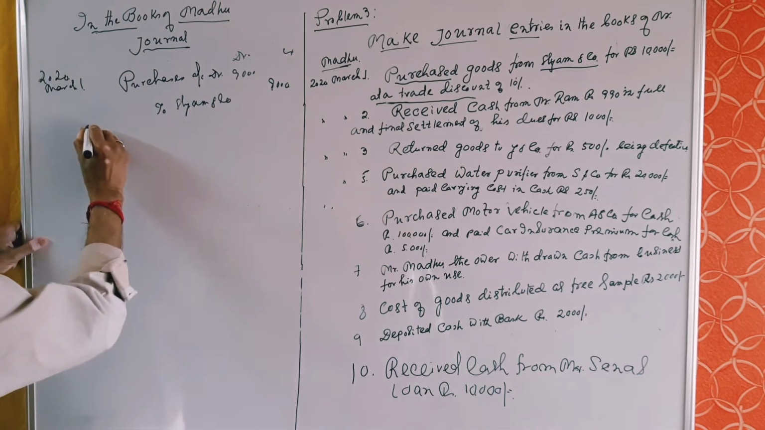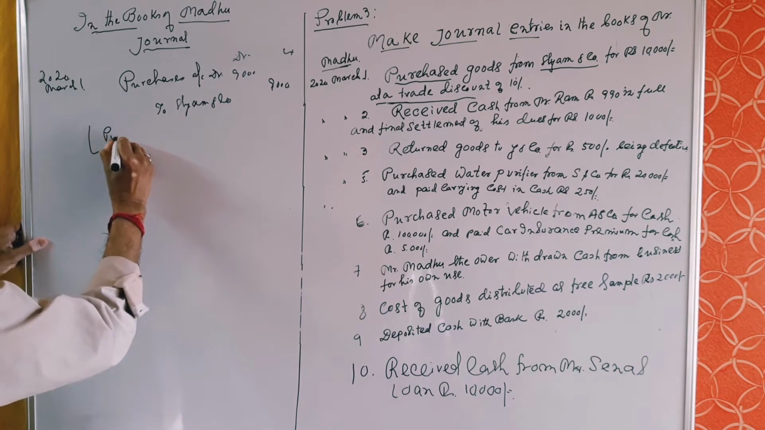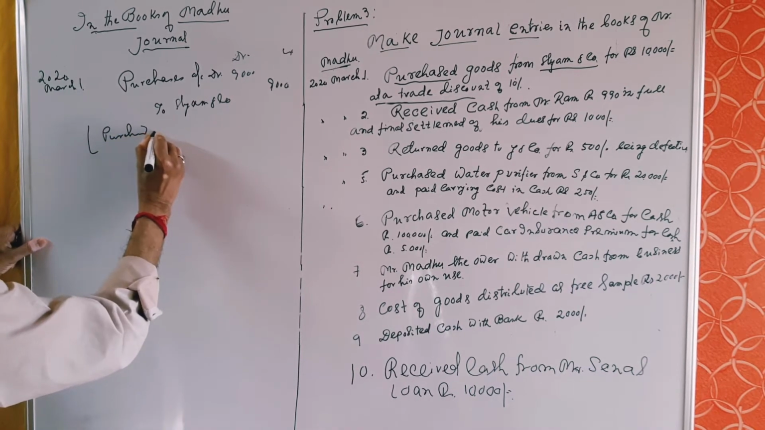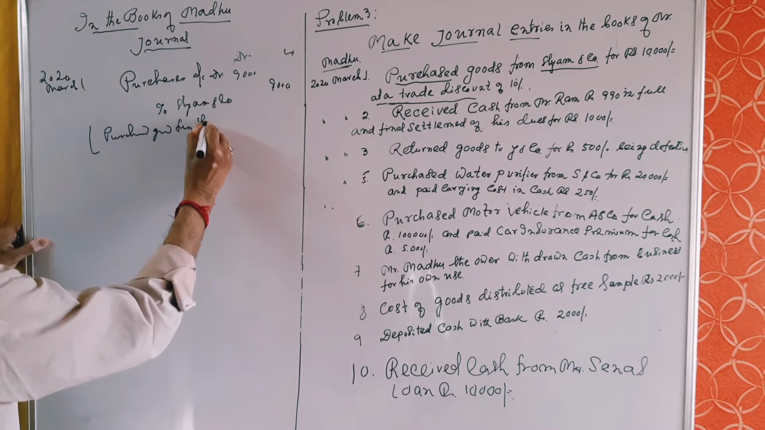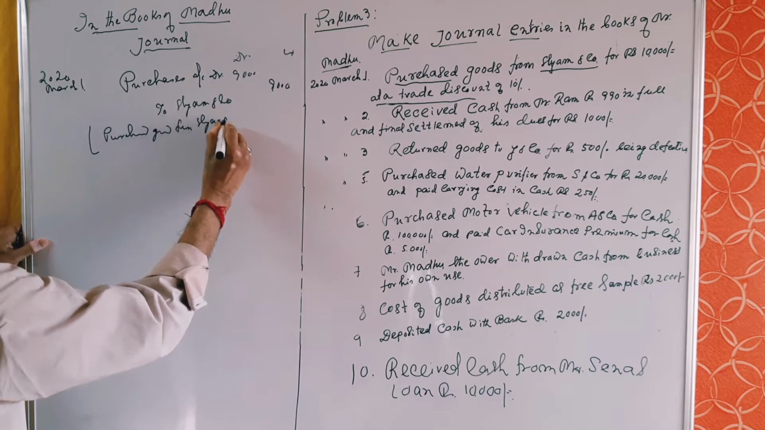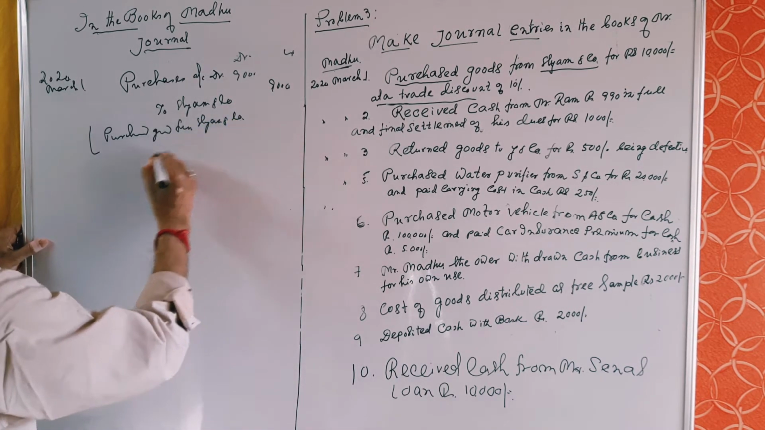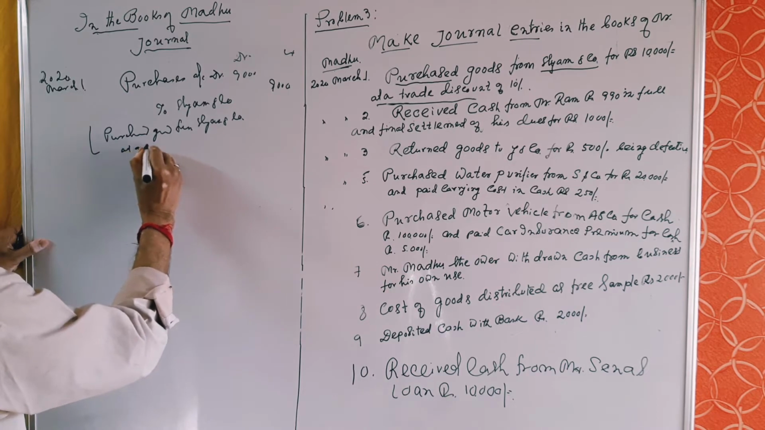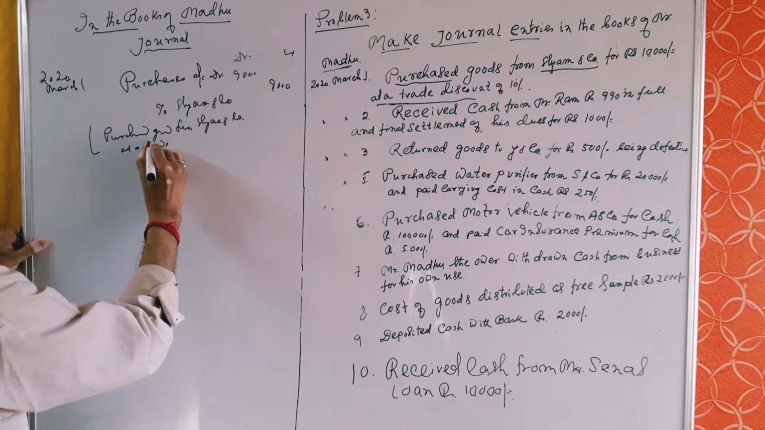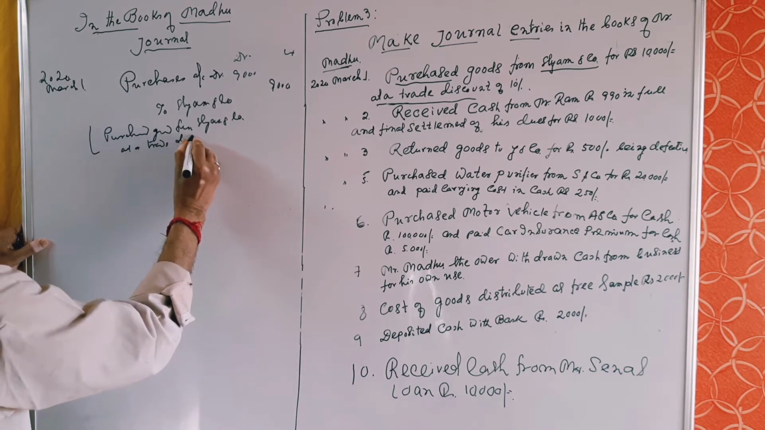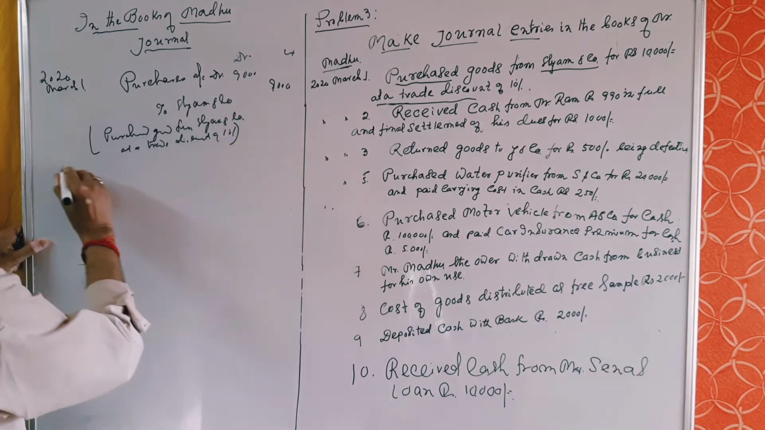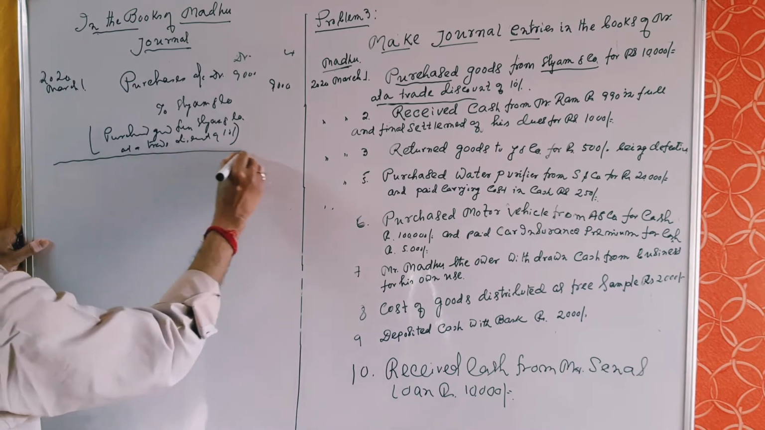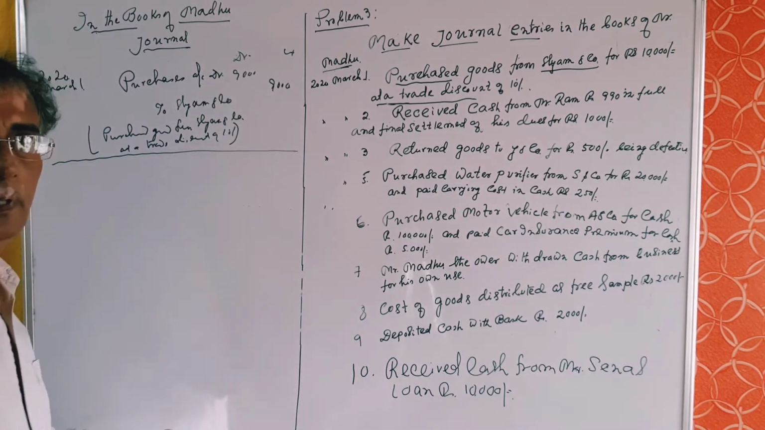What is the narration? Purchased goods from Sham and Company at a trade discount of 10%. Is it clear to you?